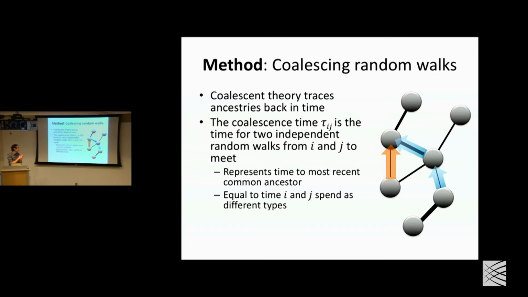It turns out to also be equal to the time that i and j spend as different types in the evolutionary process. Eventually, they'll converge to the same type, but for some amount of time, they may be different, and the expected amount of time that they're different is equal to their expected coalescence time. Another way of saying that is if t is the total expected time to absorption, either fixation of A's or fixation of B's, then t minus tau ij is the expected time that i and j spend as the same type, right? Just by subtraction.